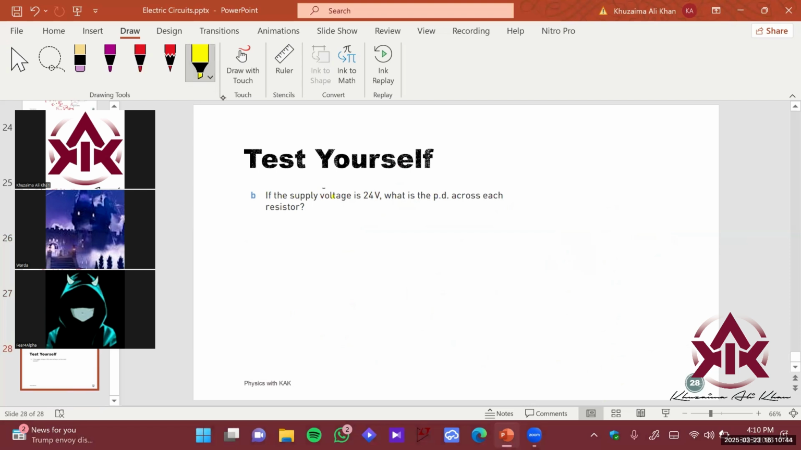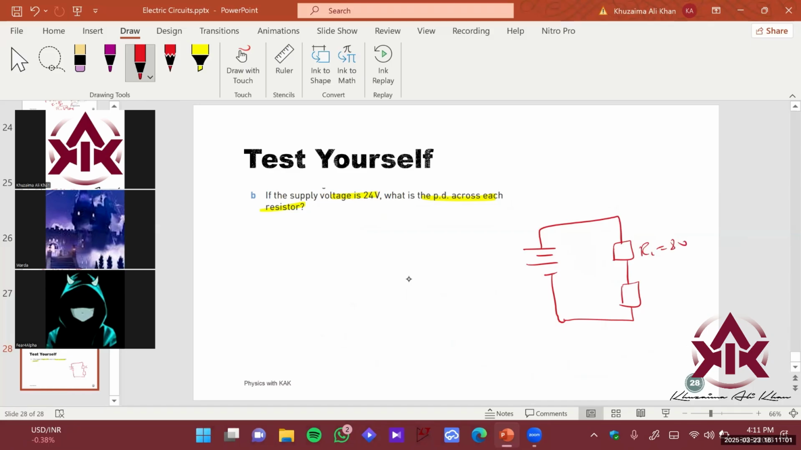If the voltage supply is 24 volts, what is the potential difference across each resistor? So now they are saying you have a battery here, you have R1 here, you have R2 here. R1 is 80 ohms, and R2 is 40 ohms, and this is 24 volts. It is asking to quickly find what the V1 value is and what the V2 drop is. Simply apply the potential divider formula.